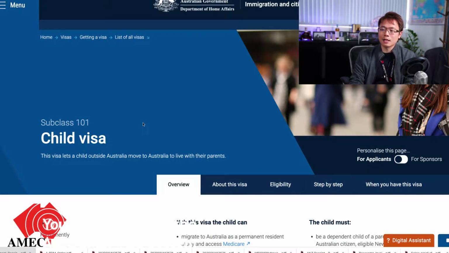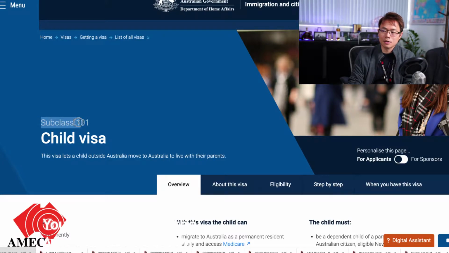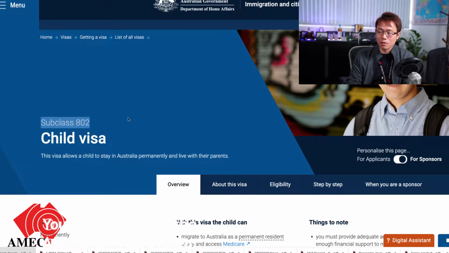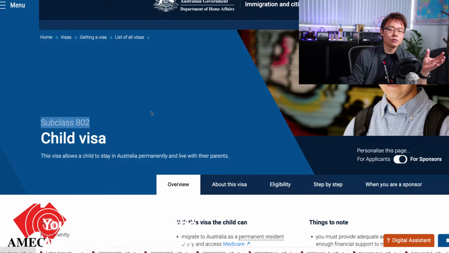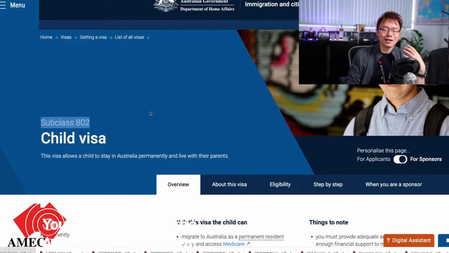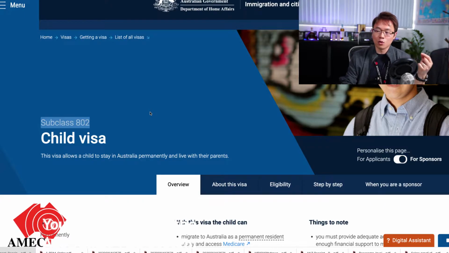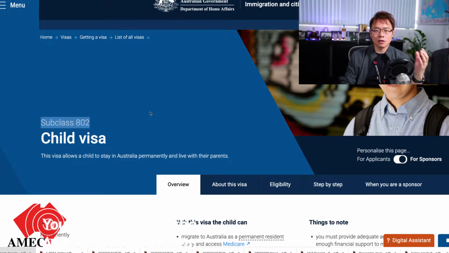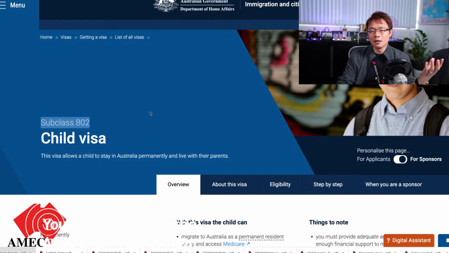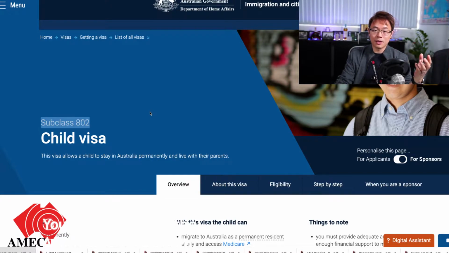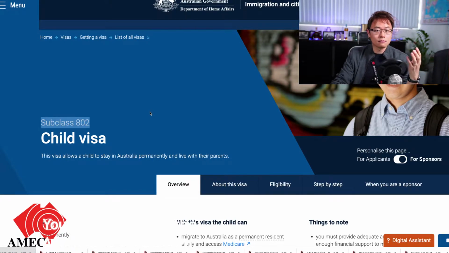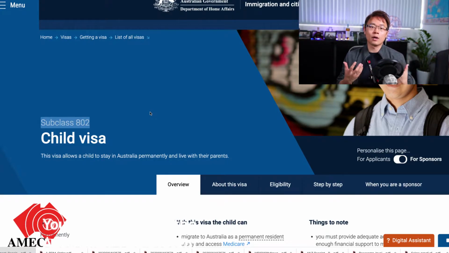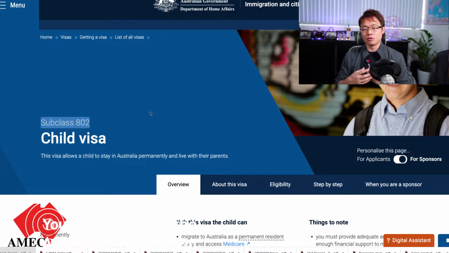So let's have a look at what's inside the child visa within the Australian visa scope. We can see that there is subclass 101, and there's also another one under subclass 802. So what are the differences between the two? Now it's pretty easy. 101 is for a child who's offshore, and 802 is for a child who's onshore in Australia. So it depends on your situation. You may hold a permanent resident visa while you're being employed offshore somewhere in the world, or you are currently in Australia. So it depends on where you are, where your family is, and you utilize a different kind of visa.